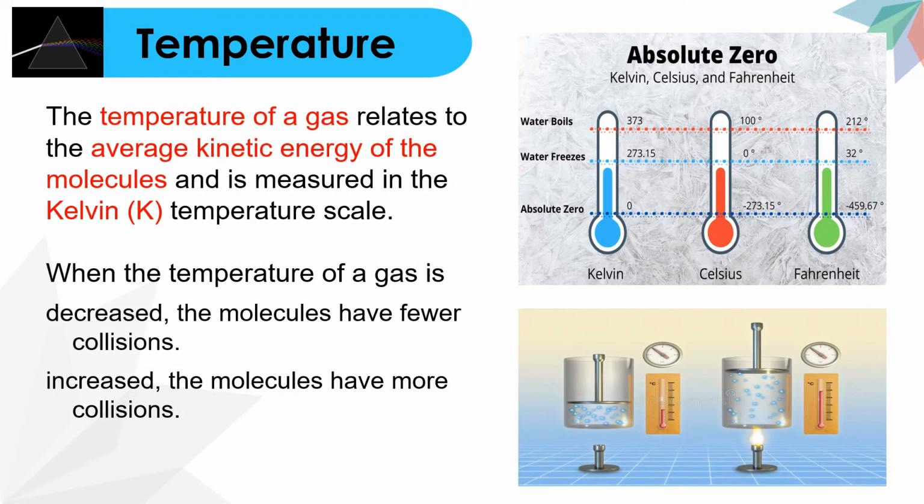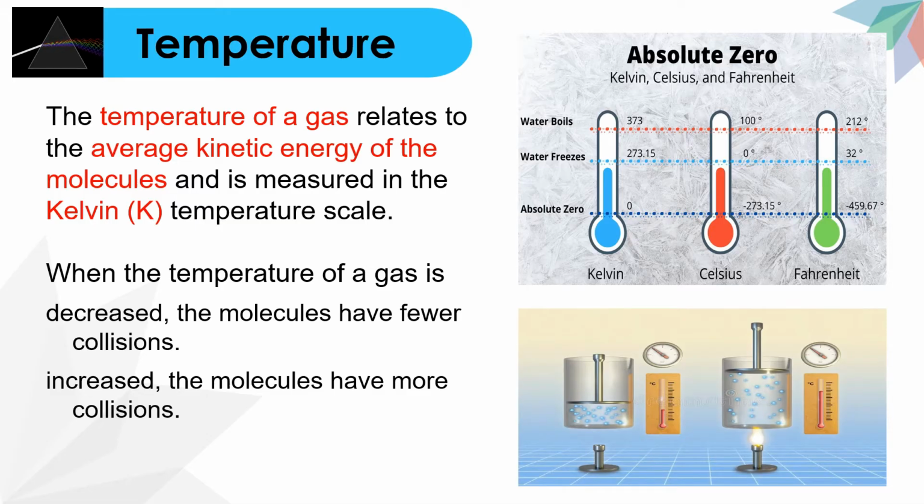The second property that we are going to talk about is temperature. So yung temperature of a gas relates to the average kinetic energy of the molecules, or it refers to its movement, and is measured in Kelvin temperature scale. Now, it is important to remember that when the temperature of a gas is decreased, ibig sabihin bumaba yung kanyang temperature, yung molecules have fewer collisions, or konti lang yung magbabanggaan kasi mas mabagal yung movement ng mga molecules of gases.